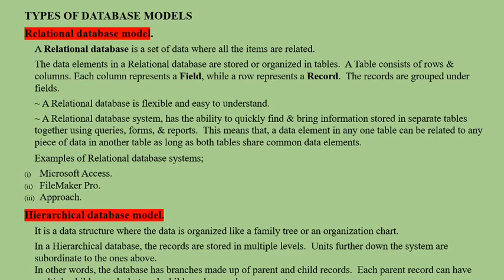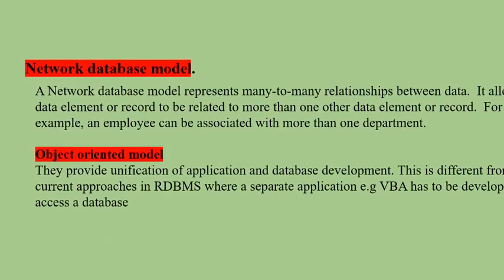And therefore, it is a principle of a parent table and a child table, where a parent table is the mother table where all the child records read data from or depend on. Then you have network database model. A network database model represents many-to-many relationship between data. It allows a data element or record to be related to more than one other data element or record. For example, an employee can be associated with more than one department.